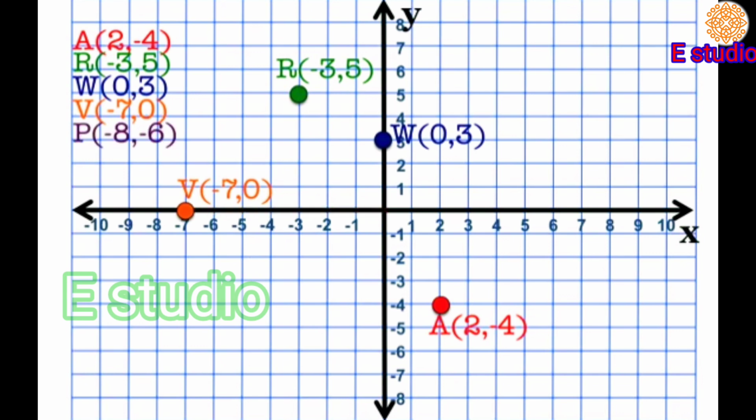How about P at (-8, -6)? Same exact thing. We start at the origin, then we move. How do we move? Well, our x is -8, right? Since our x is -8, we go 8 places to the left. And then since our y is -6, from there we go 6 places down. And then we just plot our point. And that's our point P at (-8, -6).